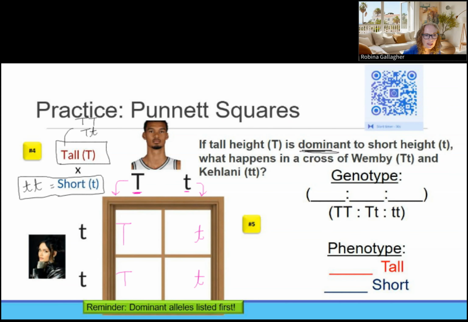Next, what I'm going to do is I'm going to take Kalani's little t in row number 1 and put it in every box across the row. Then I'm going to take the second little t and put it in every box of the second row, okay? Next, what I have to do is I have to determine the genotype, okay, and the phenotype.